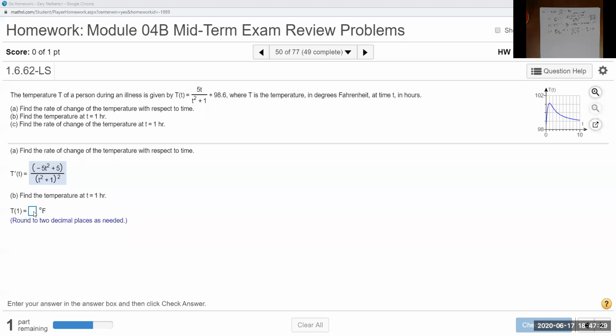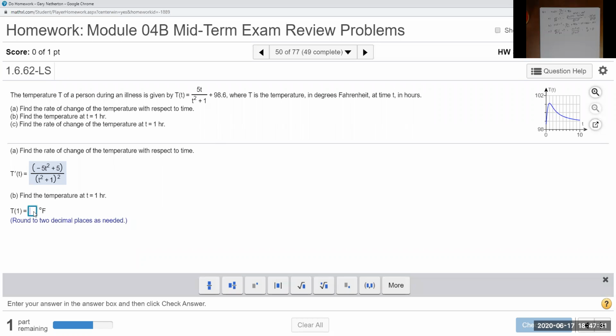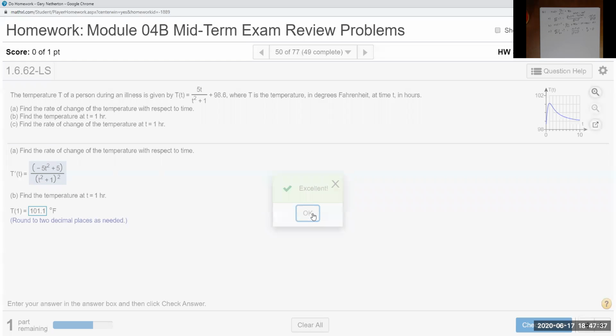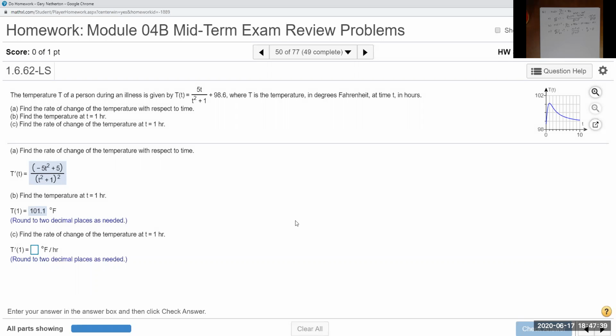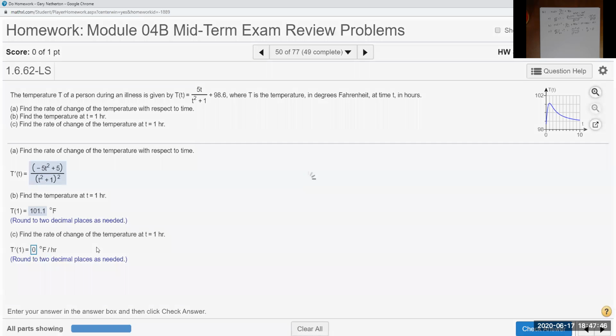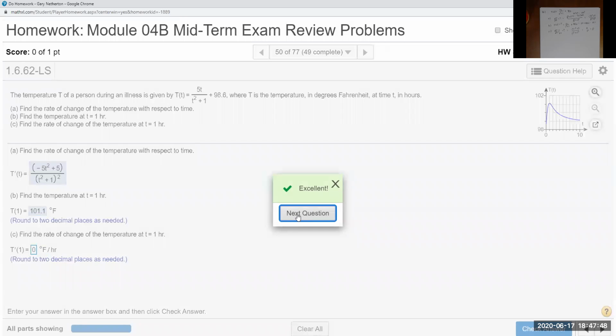So I said at 1 hour, temperature was 101.1. And then we said the rate of change after 1 hour was 0. So maybe the temperature has reached its maximum. All right.